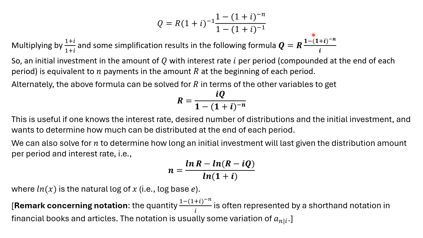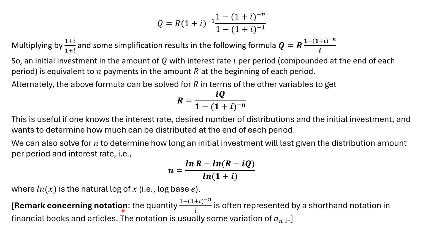So if you solve this for n, it takes a bit of work. I'm not going to do the algebra. You may want to try it if you need an exercise, but it involves taking the natural log on both sides and then solving for n, and you'll get this solution here. So ln is the natural log, base e, where e is Euler's number.